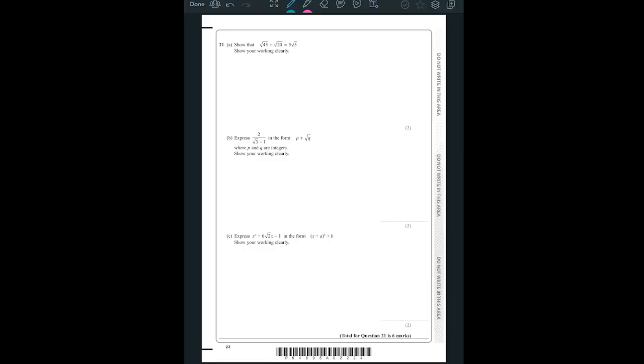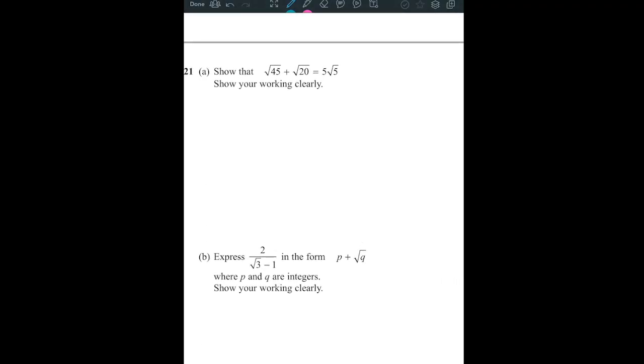Question 21, surds. Show that. Show your working clearly. Now you could write root 45 plus root 20 in your calculator and get no marks, despite getting 5 root 5. Because the question is worded as it is, we're going to have to show our working clearly.